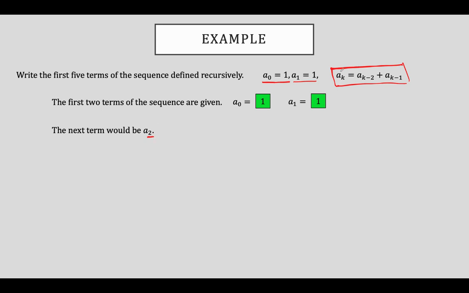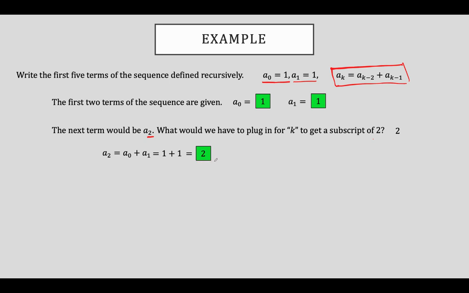So we come up to this equation here and we ask ourselves, what would we have to plug in for k to get a subscript of 2? In this case, we have to plug in 2 for k. And if I plug in 2 for this k, that means I need to plug in 2 everywhere else I see a k. I get a sub 2 is equal to a sub 0 plus a sub 1. A2 equals A0 plus A1. A0 is given as 1. A1 is given also as 1. 1 plus 1 leaves us with 2. That is the third term of the sequence.